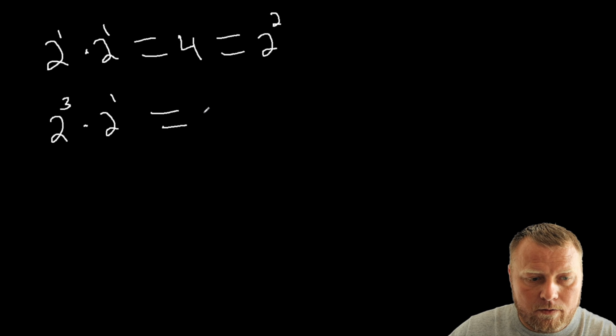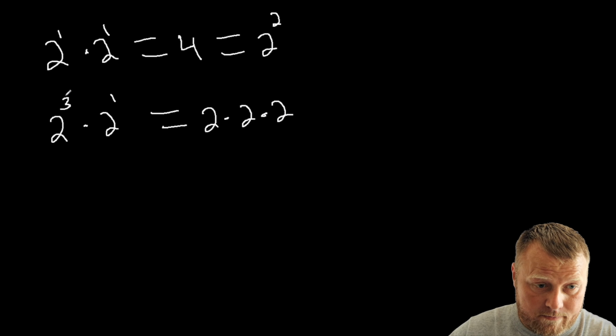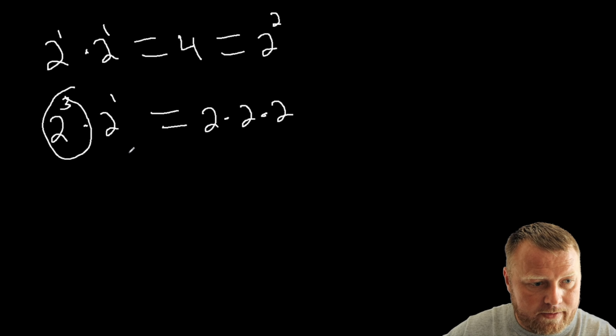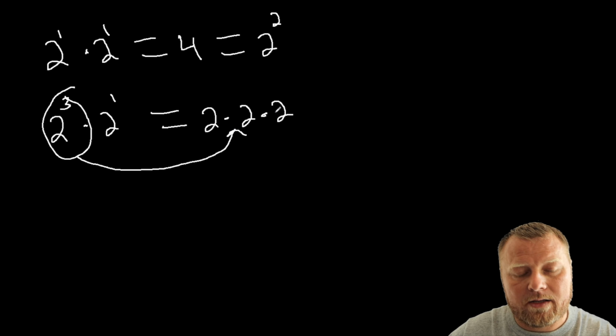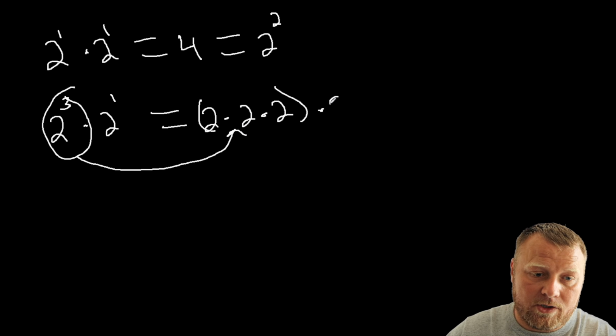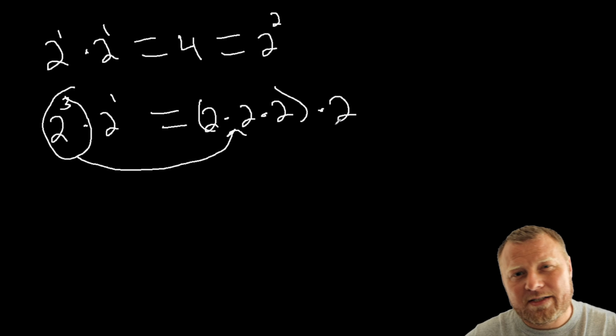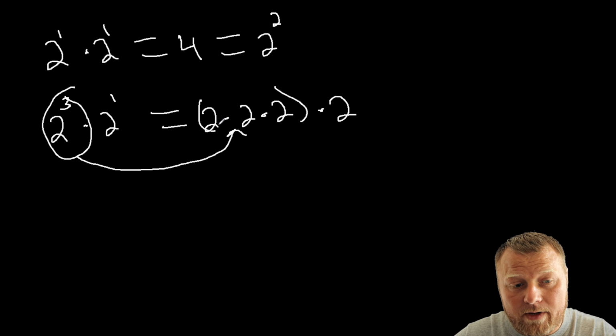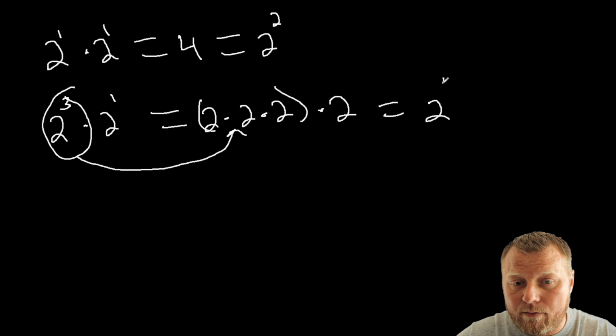2 times 2 times 2, 2 times 2 times 2. That's the 2 to the third. So this is equal to this mess right here, times another 2 to the 1, which is just plain 2. But if we know our exponents and how they work, we know that if they're all multiplied together, that'd be 2 raised to the, 1, 2, 3, there's 4 of them, so that equals 2 to the fourth power.